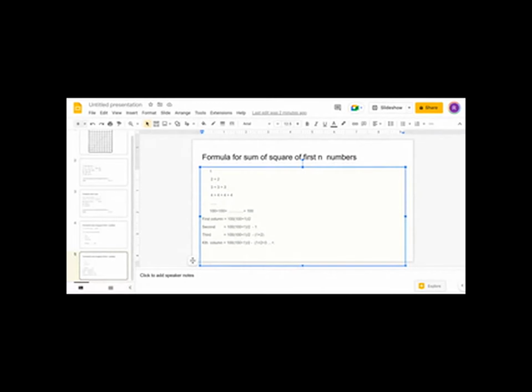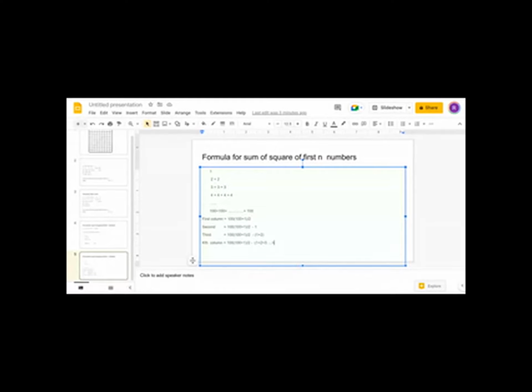Am I removing 1 for the first column, or is 1 there in the first column? 1 is there, sir. In the second one, am I removing 2 from the second column or only removing 1? Only 1, sir. Only 1. So tell me, for the kth column, what all should I remove?